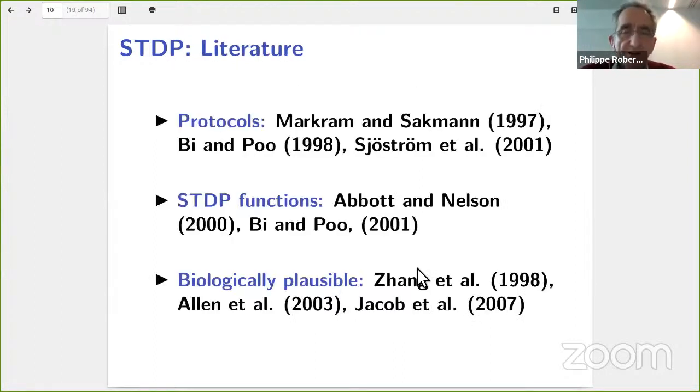I will mention that there is a huge literature, and mainly it's biophysicists who are doing these kinds of things. The protocols of pairing post and presynaptic spikes started in 1997, then came the introduction of the STDP function, and then some proof that this is a biologically plausible representation of what's going on at the synapse between two neurons. I will come back to that later too.